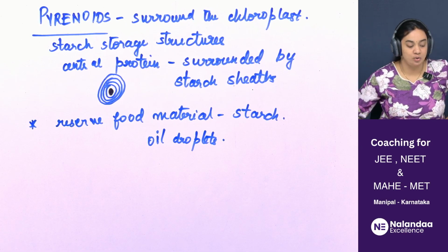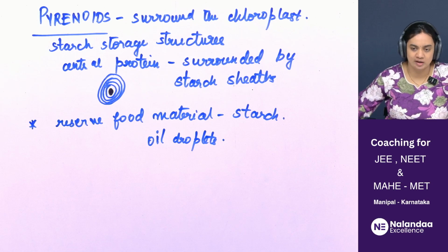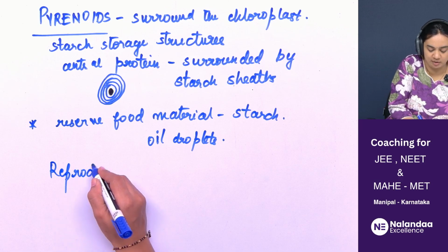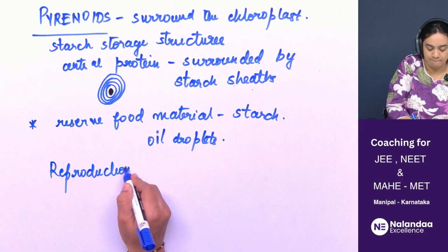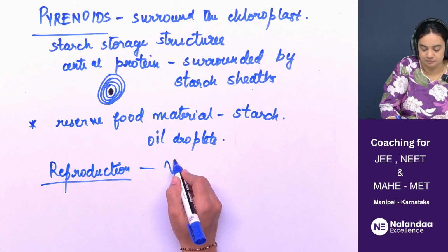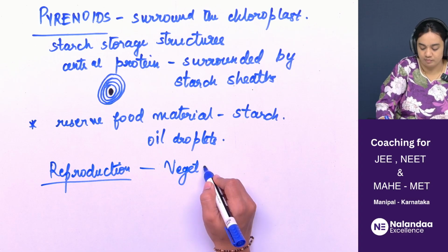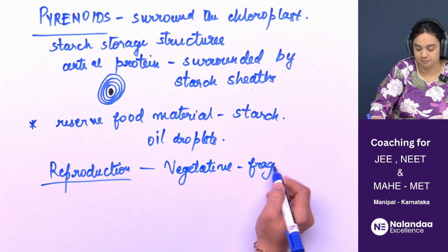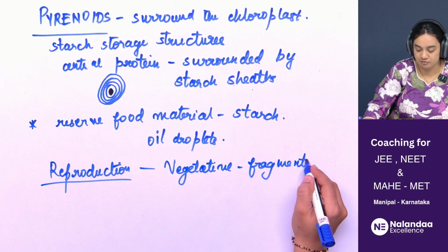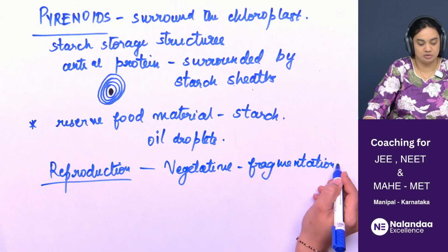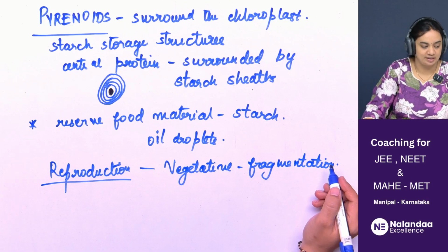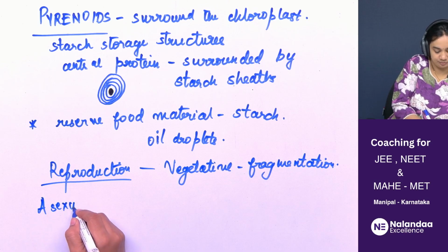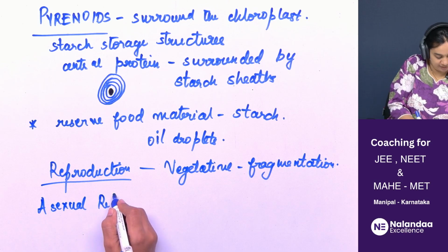Okay, next we'll talk about reproduction. First is vegetative reproduction, which is by means of fragmentation, what we just saw. So for reproduction, the first one is vegetative type, which is by fragmentation. That is one. Then, asexual reproduction.